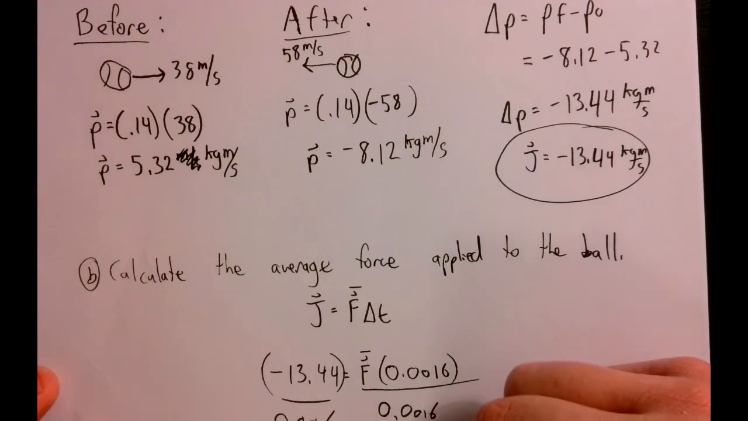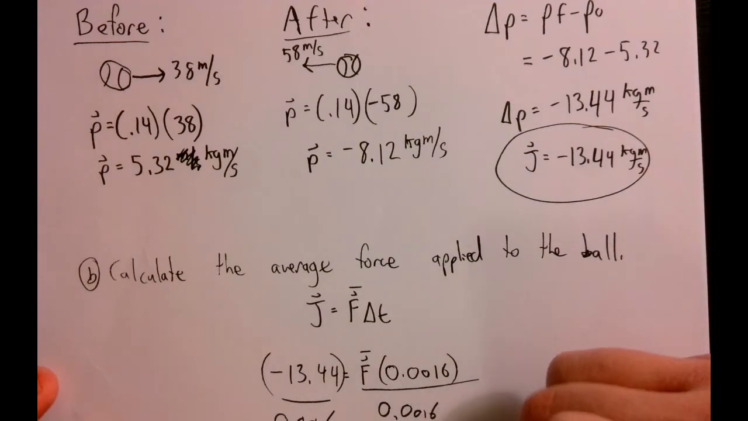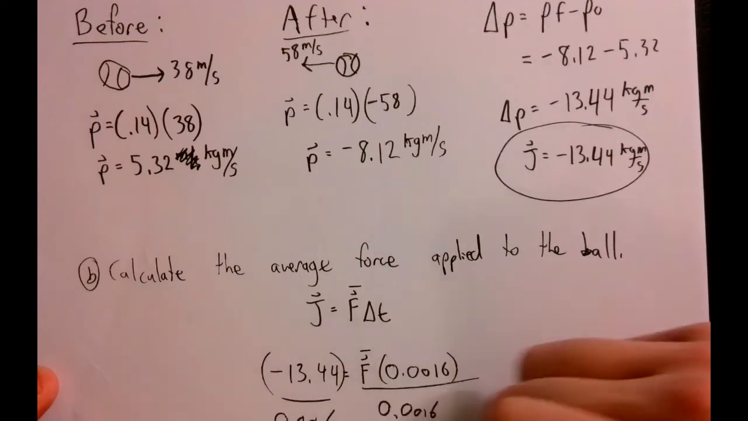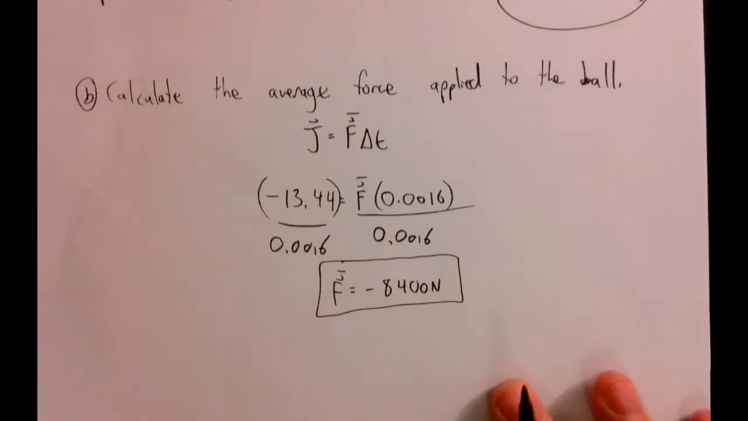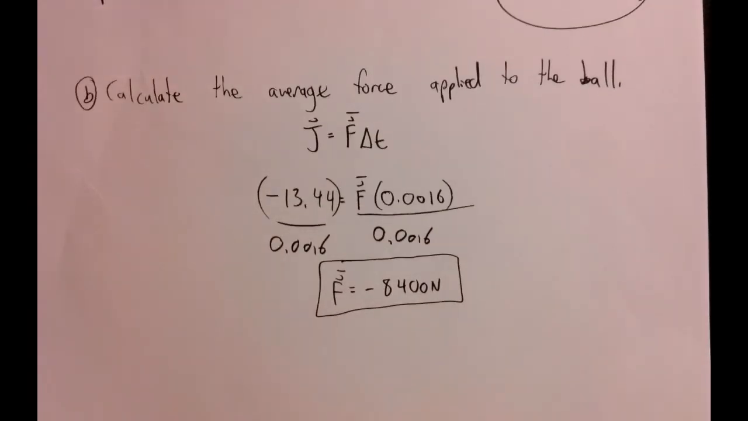That's exerted a lot of force. That's where the ball goes so far. And we'll get around negative 8,400, 8,000. So there's our first example.